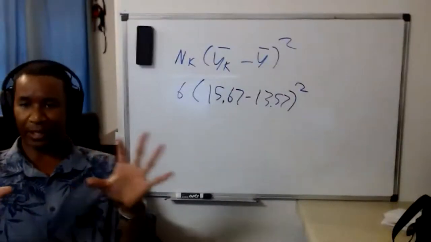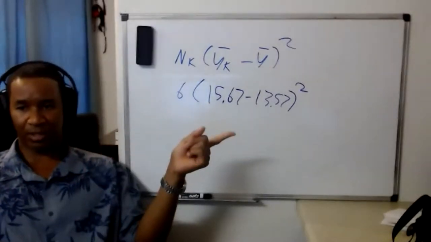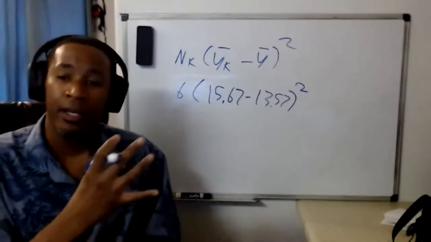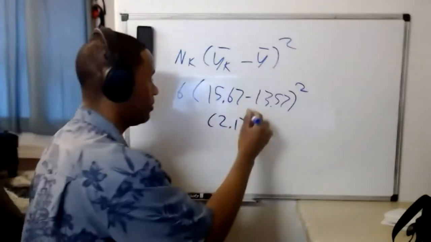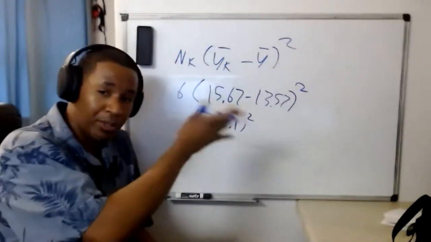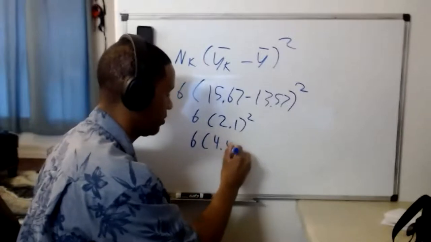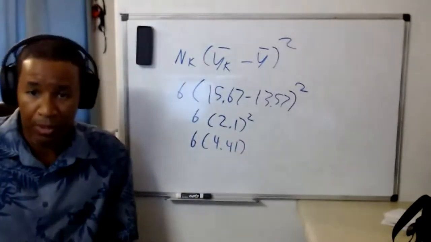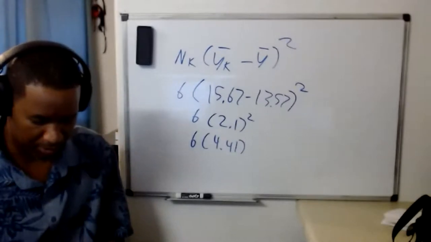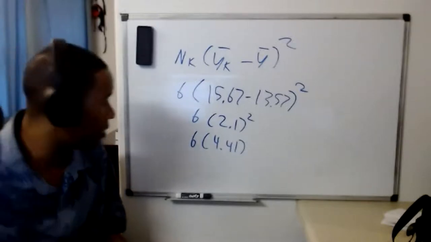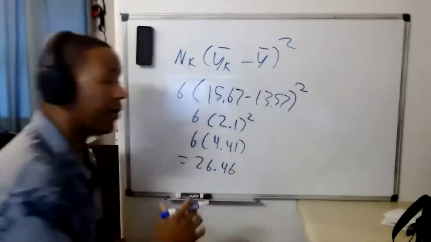So now that everybody knows how we got all these different numbers, all we're going to do here is follow the order of operations. We start off with parentheses. 15.67 minus 13.57 is going to give us 2.1. Then we go to exponents. 2.1 squared gives us 4.41. 4.41 times 6 gives us, I think, 26.46.